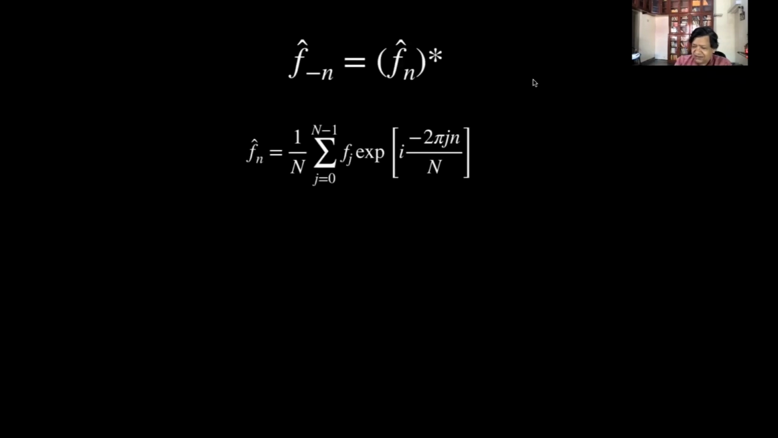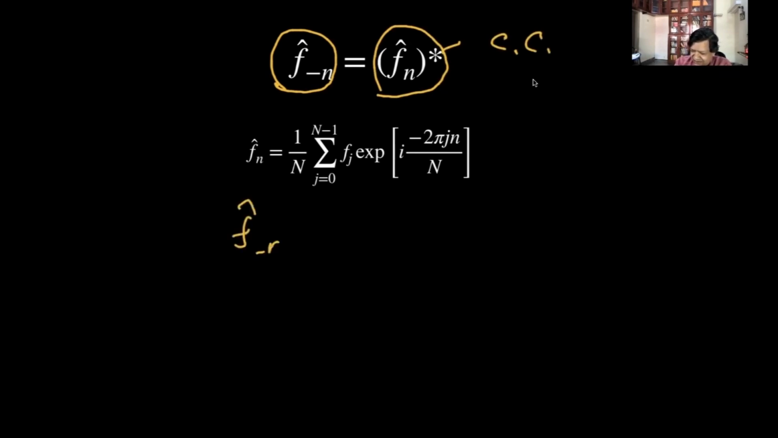So what if we have real data? My data is real, like a temperature or velocity field, and we want to do a Fourier transform of such data. Then this data satisfies a certain property. An important property is this: f hat of minus n equals f hat of n complex conjugate. It's again very easy to see.